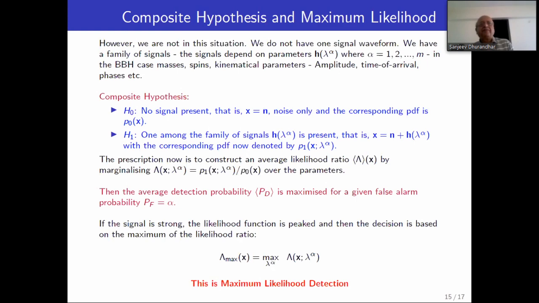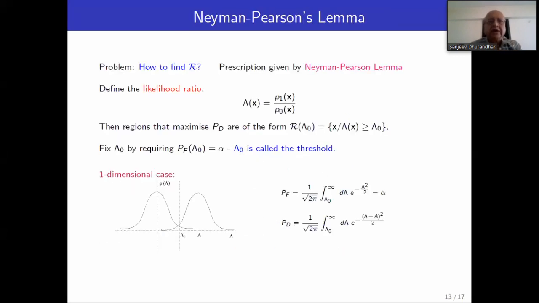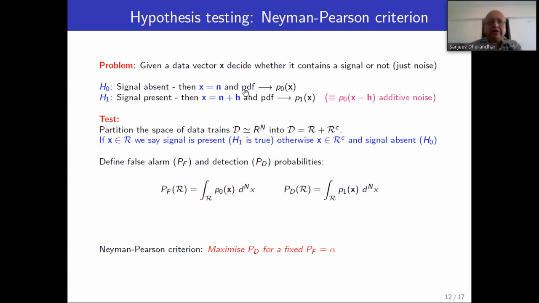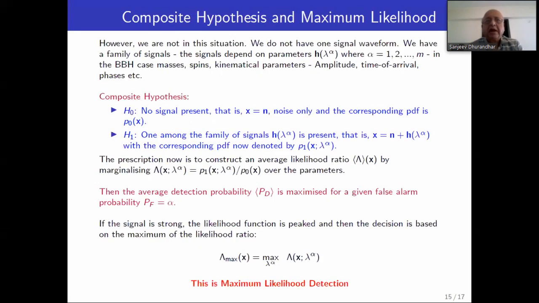Now I come to the composite hypothesis. All this is true for the binary hypothesis, where we had assumed there was a signal h which was known. There's only one signal, for example the masses of the binary, the orientation of the binary and so on. If you had such a situation, you would use the binary hypothesis where you know exactly the signal. But that's not the situation we are in. We don't know the parameters of the signal, and so what you have is a family of signals.